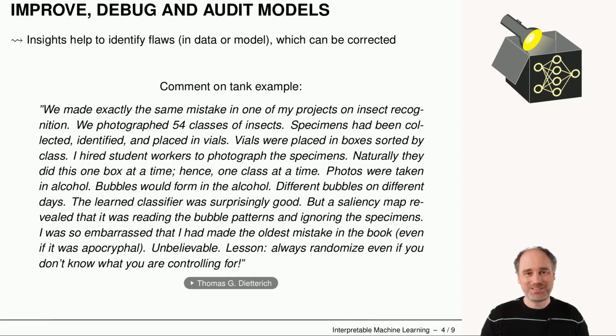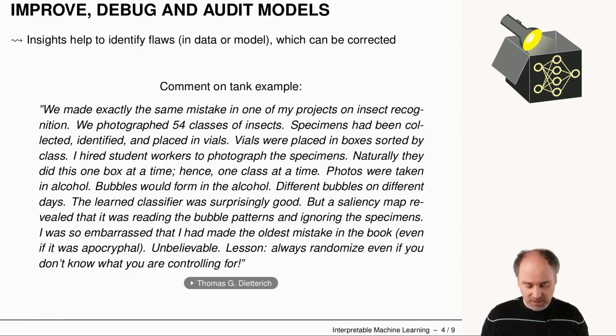But if you also look at the blog post studying that, which we have also linked here in the slides, there's an interesting comment by the guy called Thomas Dietterich. So he's a very, very famous researcher in machine learning, and he said the following. So we made exactly the same mistake in one of my projects on insect recognition. So they photographed about 50 classes of insects, and they put the specimen into different vials, and then apparently bubbles would form in the alcohol, different bubbles on different days.